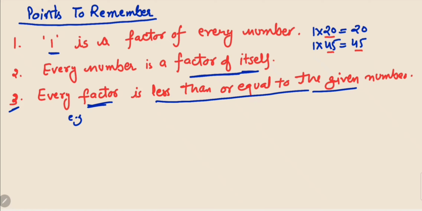Third one is every factor is less than or equal to a given number. For example, the factors of 20 are 1, 2, 4, 5, 10 and 20.